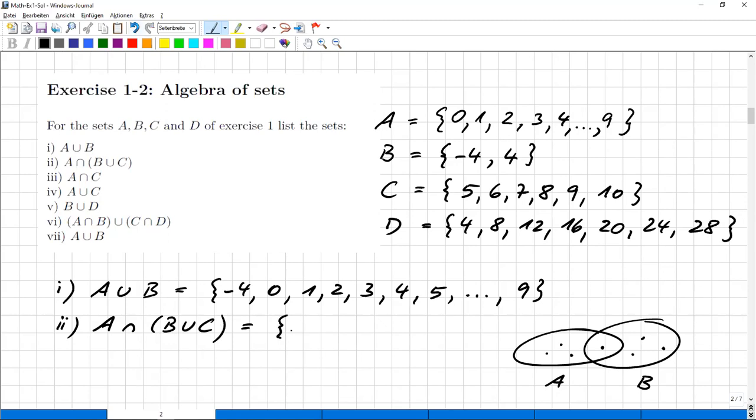Can we try? In our heads, we just build the union set of B and C. So we take care that we use every number that is contained here and here. And then we just look for, because the intersection symbol means the common elements, like denoted here, we just look for the common elements. So that's not too hard.